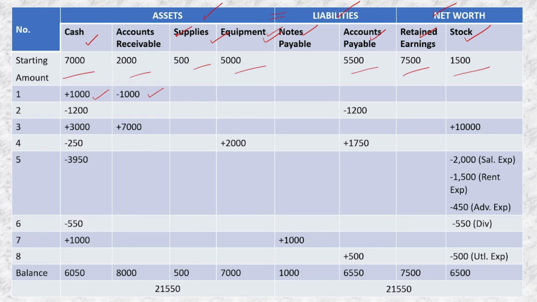Okay, now the next question is paid 1,200 cash on accounts payable. So let's do it. 1,200 cash is being paid over here, so it's minus 1,200, and that has been reduced from accounts payable. So once again both sides get balanced.